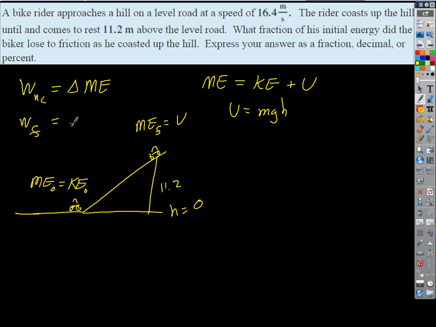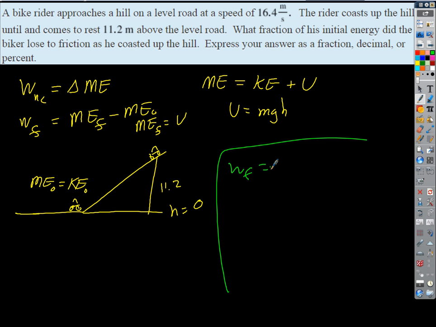And that's equal to the change in mechanical energy. Well, that's just final mechanical energy minus initial mechanical energy. The final mechanical energy is just gravitational potential energy at the top. It's lost all its kinetic, it turned it into potential, but it lost some on the way up. So it's mgh minus the initial mechanical energy, which is all kinetic. That's 1/2 mv naught squared. That's the work due to friction.